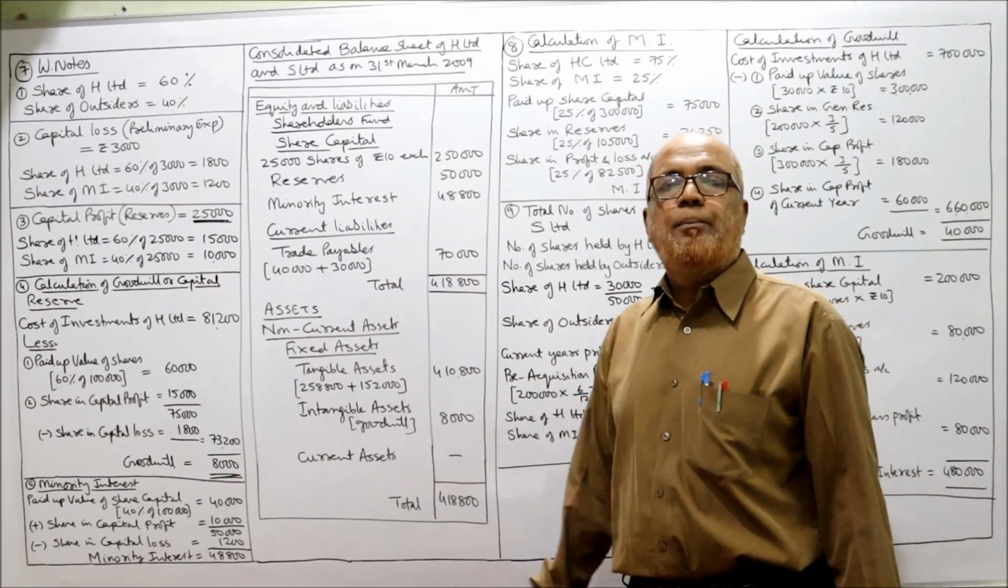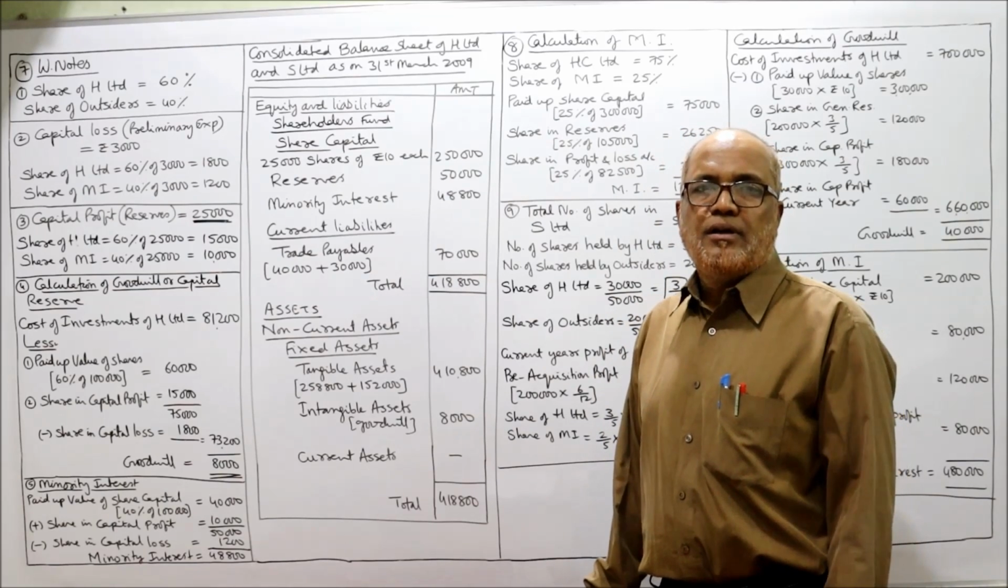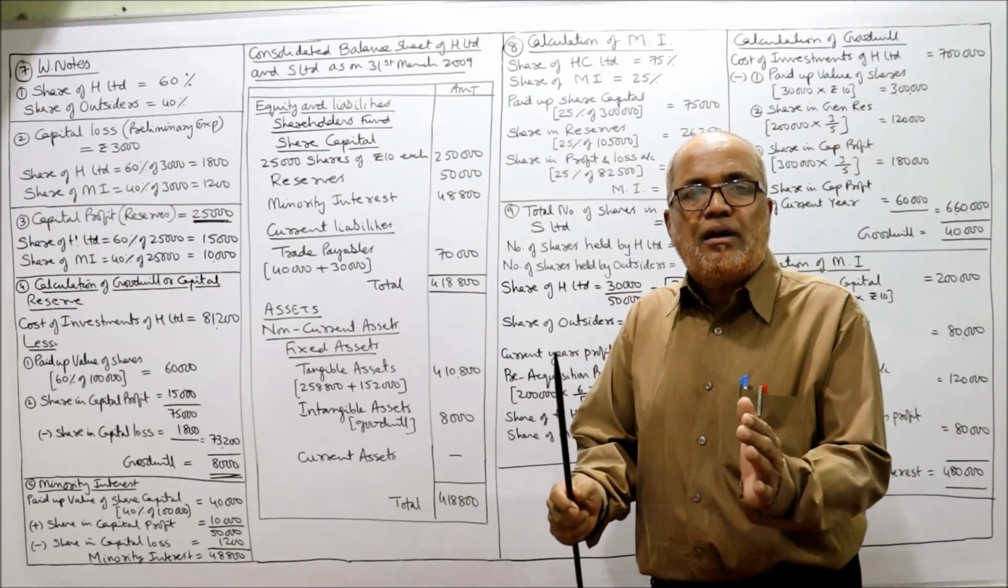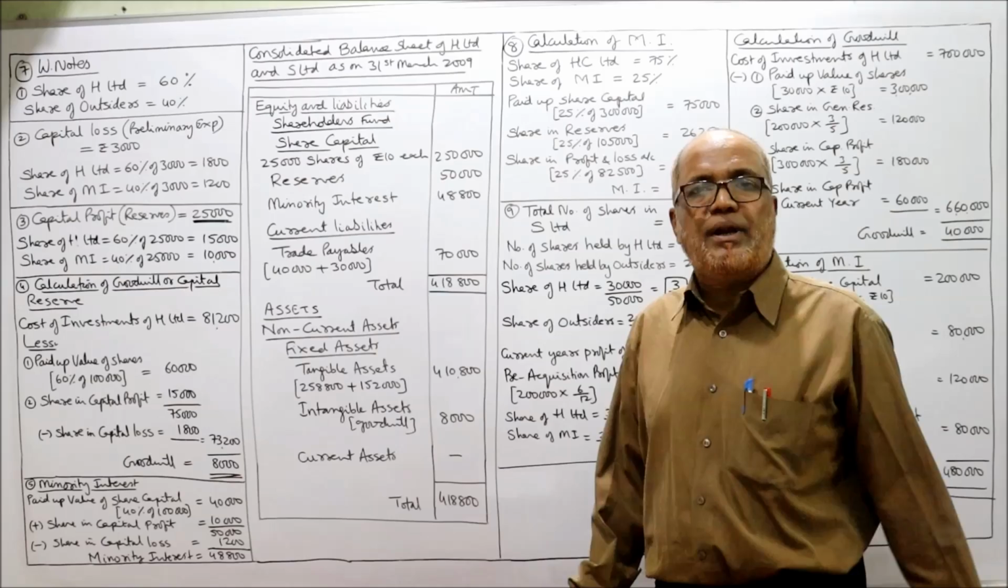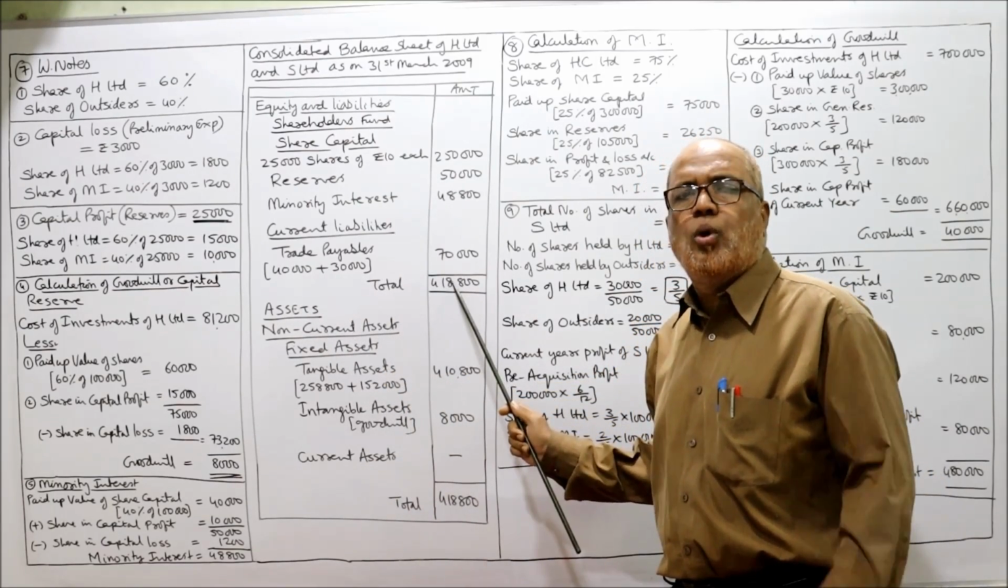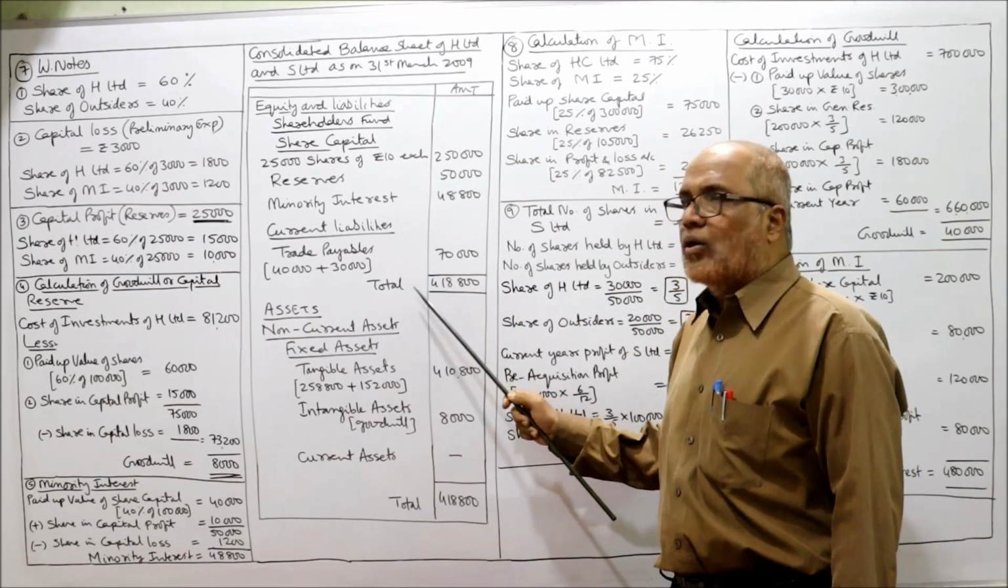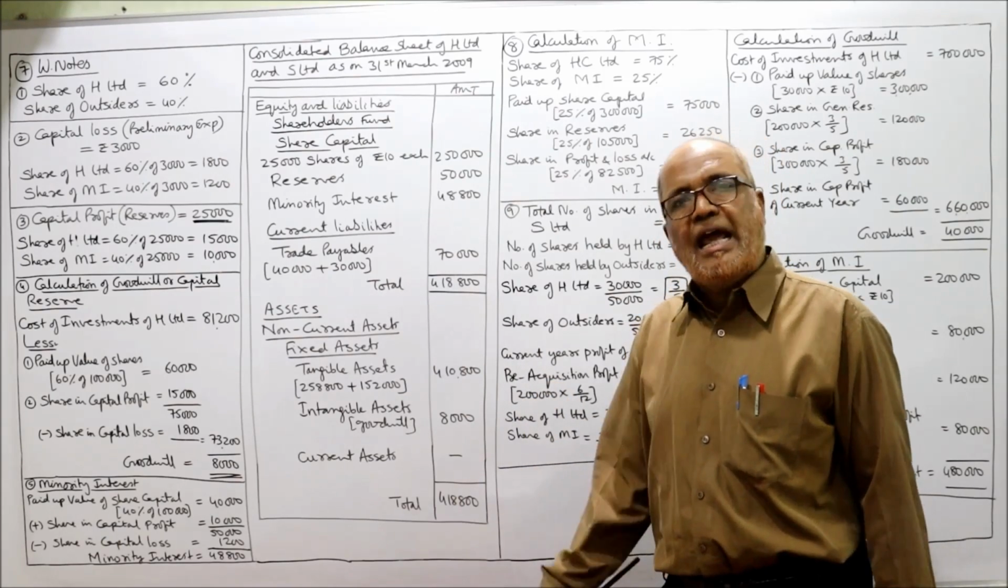Current liabilities, trade payables, creditors. Now we add up the creditors of the holding company and subsidiary company. Both the companies' creditors add up. No adjustment, nothing. Take the total, we get the liability side total 4,18,800.